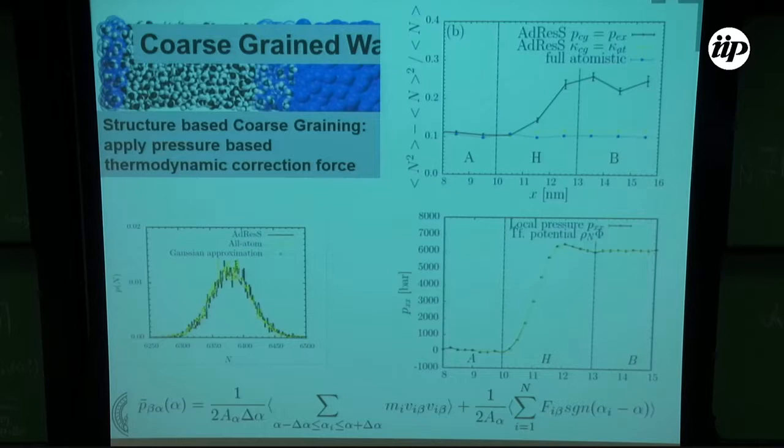And here you see the pressure in the atomistic region, it's one bar or zero within this accuracy, and then it goes up in the transition region and levels off at around 6,000. What is more important in this context is that the distribution of particles in a test slab of a given size, in the coarse-grained region, in the atomistic region, and for an all-atom simulation, is a nice Gaussian distribution and is the same in all cases. So in this respect, such an algorithm has these problems under control and can be used for different applications.